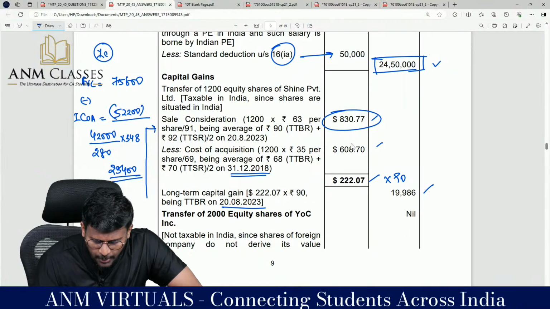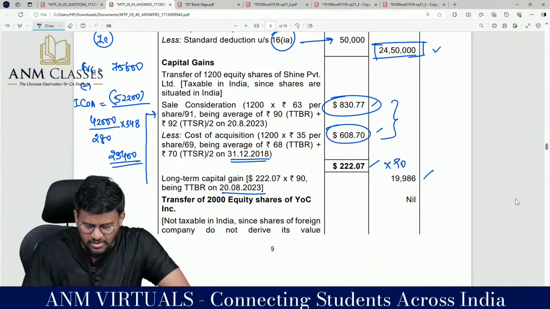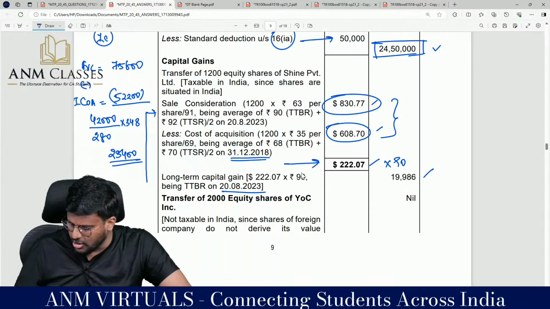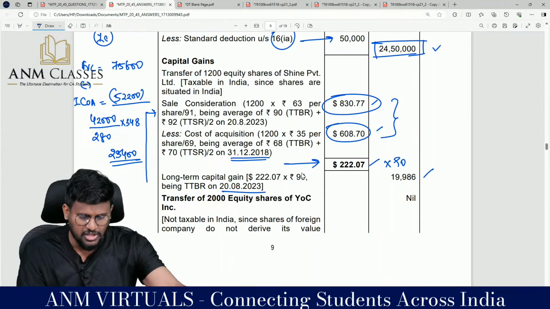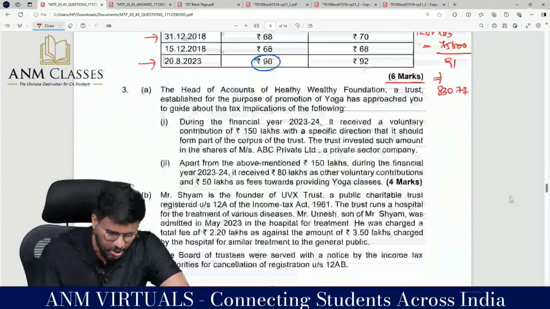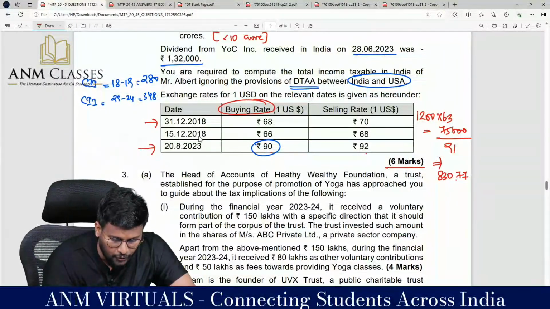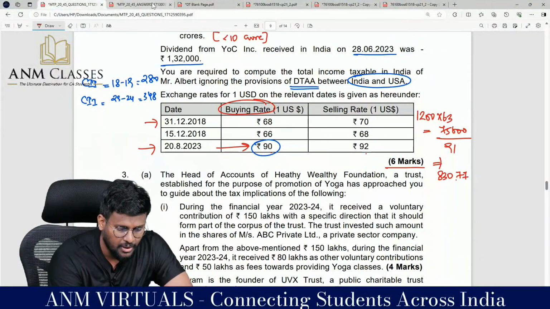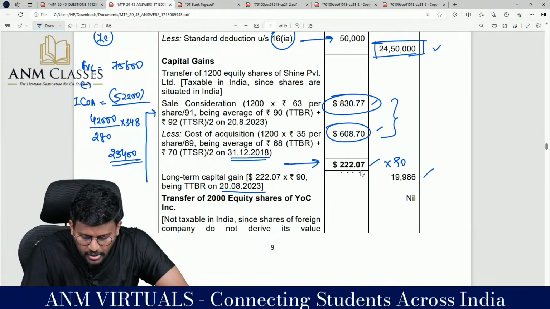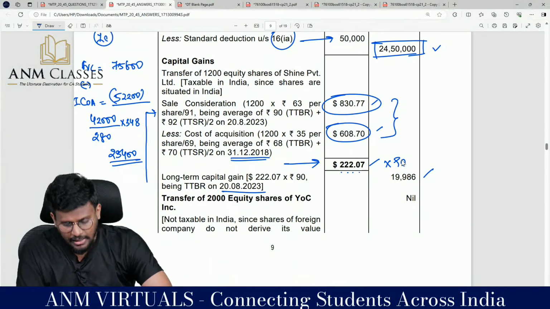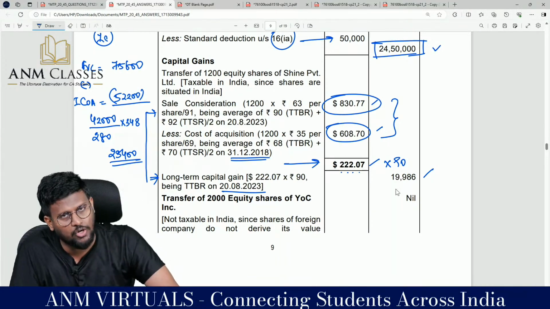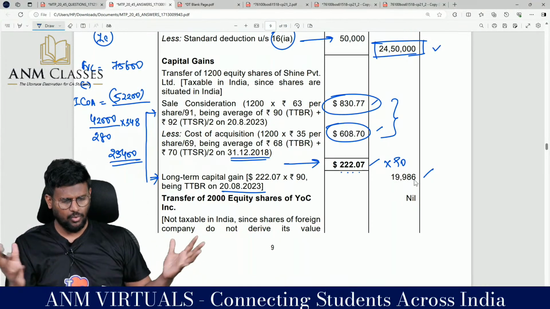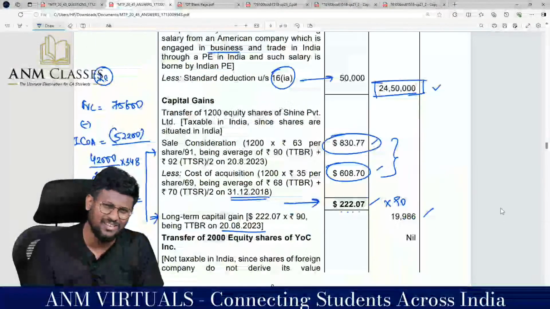So from 830.77, subtracting 608.70, the long term capital gain is $222.07. For conversion, which rate do we take? The buying rate on the date of transfer, which is 90. So 222.07 into 90 comes to 19,986, which is the long term capital gain taxable in the hands of the non-resident. Fine sir. Is that all, sir? Very easy, sir.